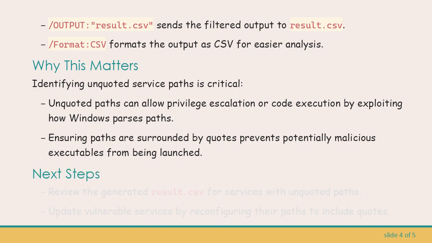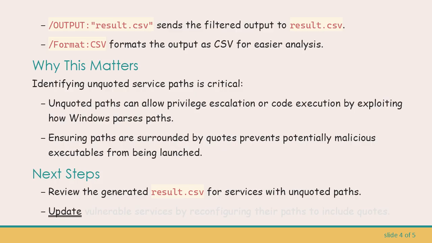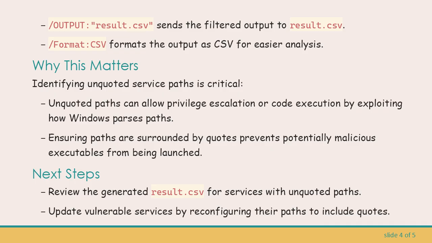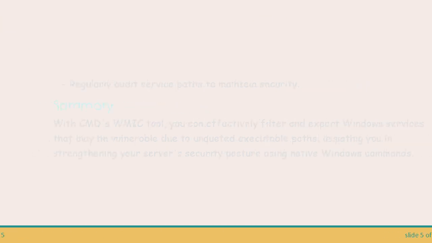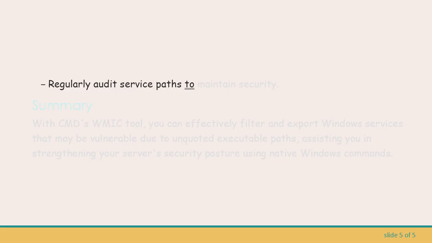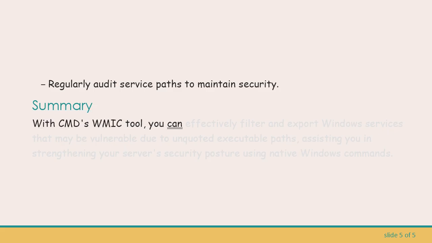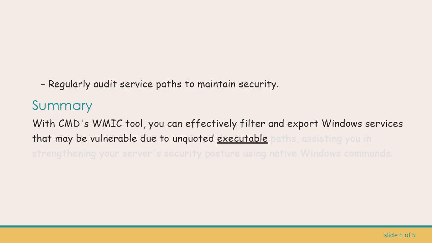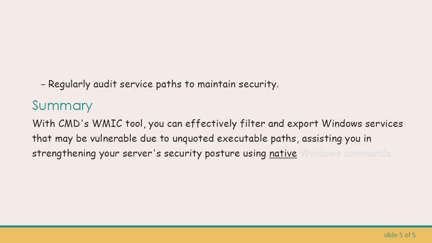Next steps: review the generated result.csv for services with unquoted paths. Update vulnerable services by reconfiguring their paths to include quotes. Regularly audit service paths to maintain security. Summary: with CMD's WMIC tool, you can effectively filter and export Windows services that may be vulnerable due to unquoted executable paths, assisting you in strengthening your server's security posture using native Windows commands.